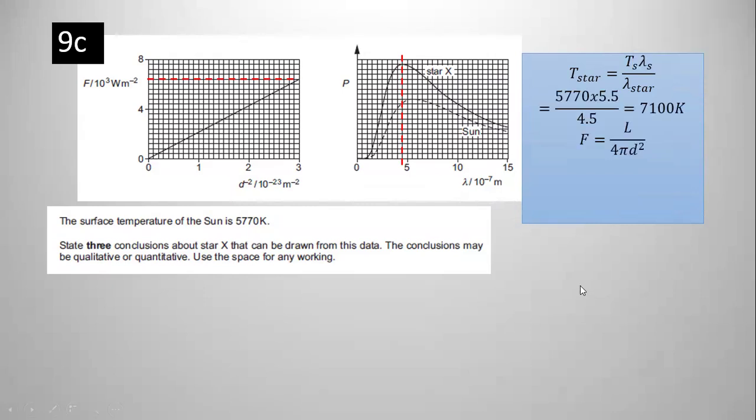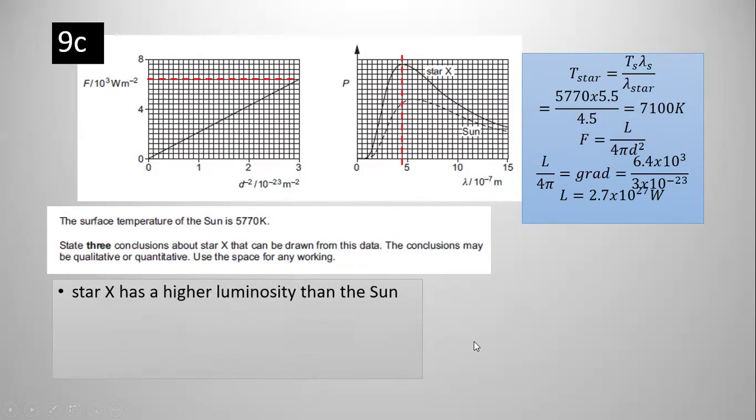Some things you can calculate. Take this one out, 1 over d squared is this one, F. So this is a gradient. L over 4 pi is the gradient. So calculate the gradient, take a point that is easy to read. Remember 10 to the power minus 23, 10 to the power 3, and calculate L. So star X has a higher luminosity than the Sun. That one you should be able to come out with without much calculation.